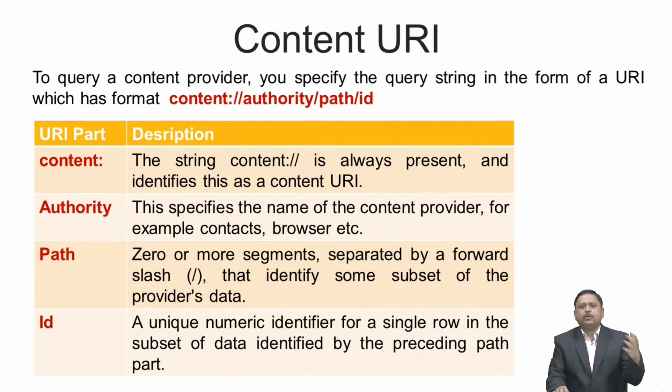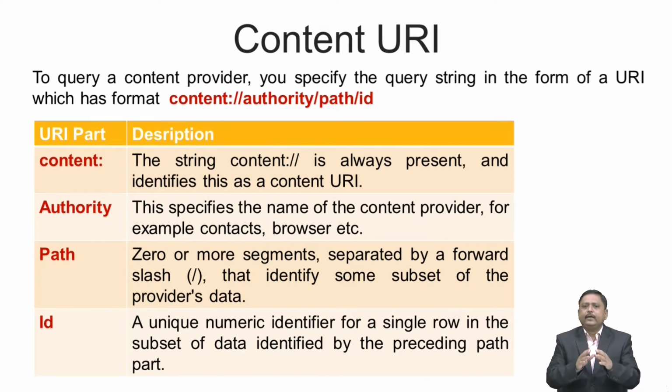Then comes authority. Now, what is authority? Authority specifies the name of the content provider. In the previous slide, we discussed the names of all native content providers. So, they can be considered as authority names, for example, contacts, browser, media, etc. Then comes path. It is zero or more segments separated by / that identify some subset of the provider's data.